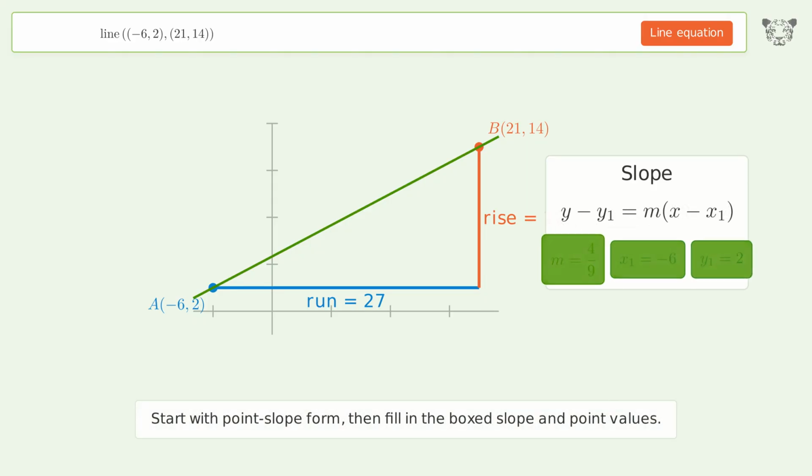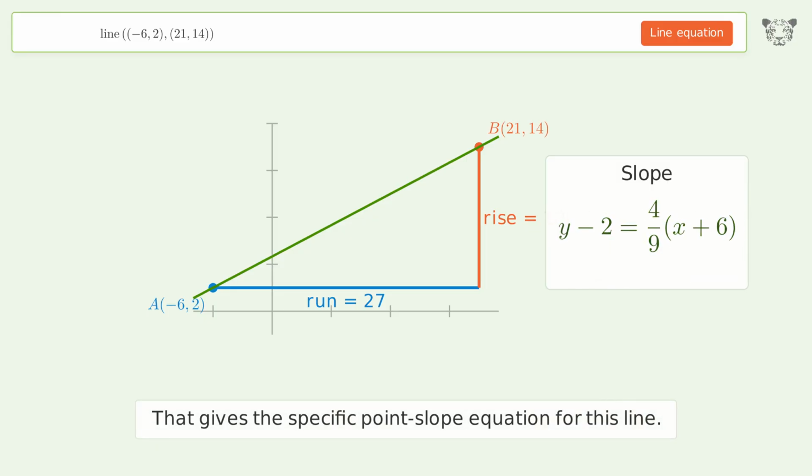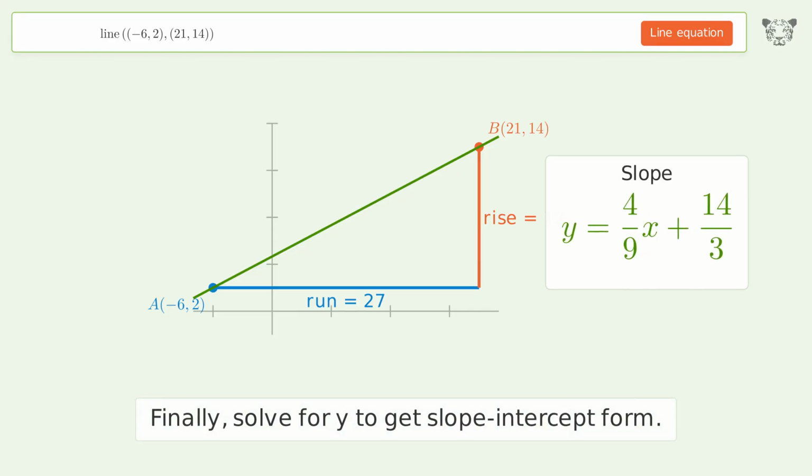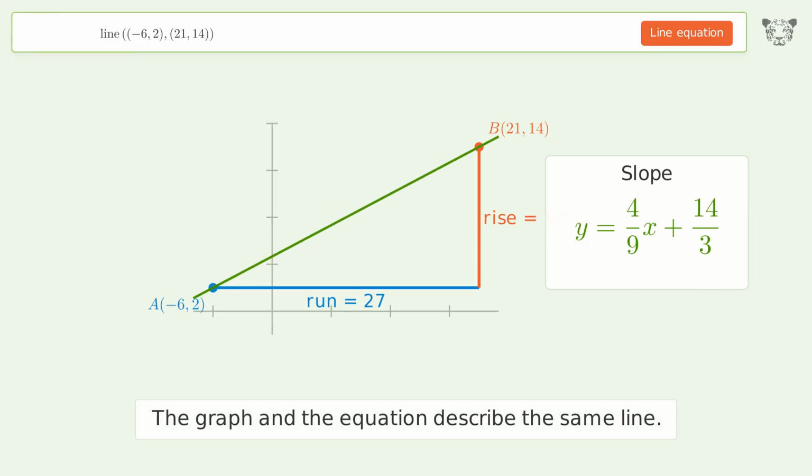Start with point slope form, y minus y1 equals m times x minus x1. Then fill in the boxed values, slope is 4 over 9, x1 is -6, and y1 is 2. That gives the specific point-slope equation for this line. Finally, solve for y to get slope-intercept form. The graph and the equation describe the same line.